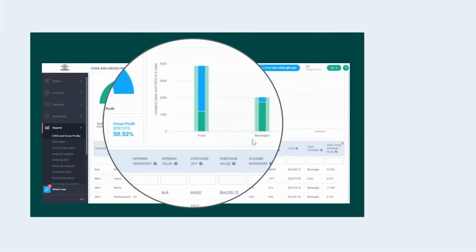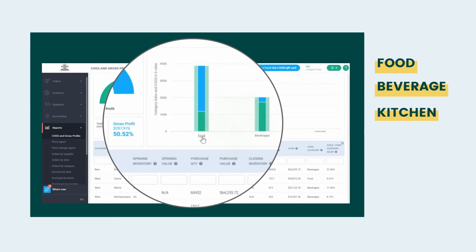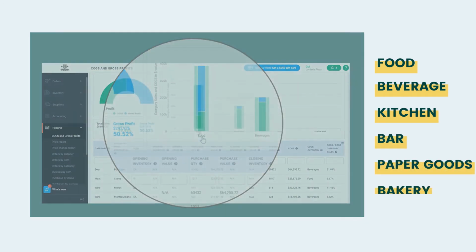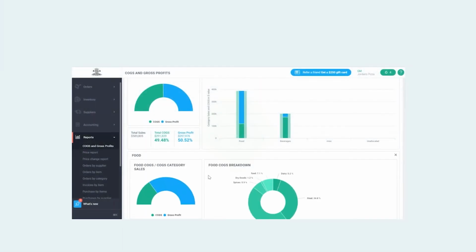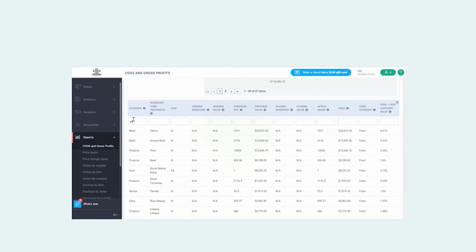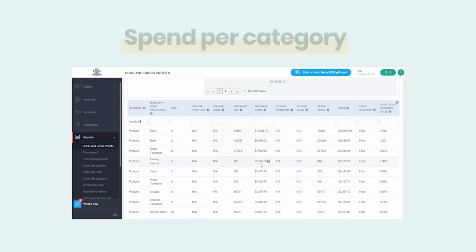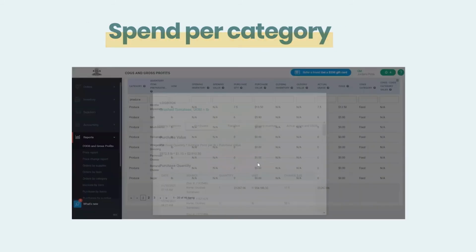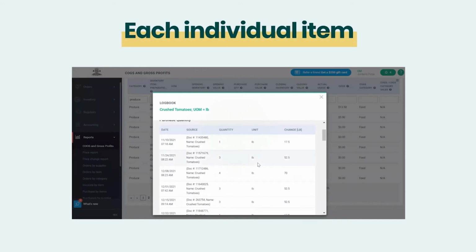Depending on your type of business, we can separate sales and purchasing information into distinct revenue groups. Examples include categories like food, beverage, kitchen, bar, paper goods, or bakery. Within each revenue group, we can see a full breakdown, first by category percentage, then spend per category, and finally spend on each individual item that you're purchasing.